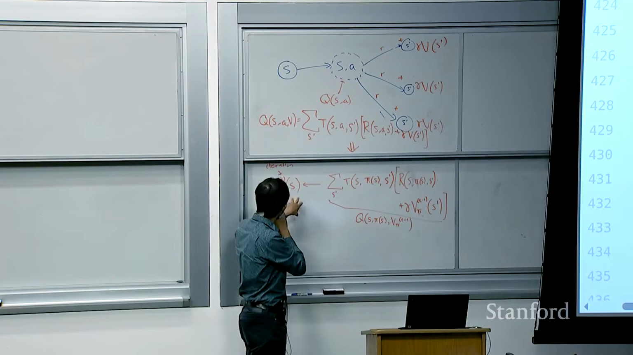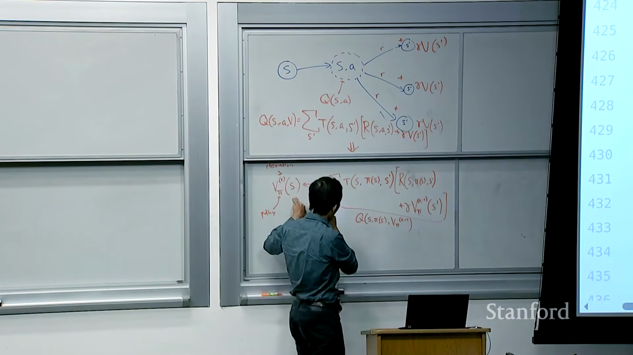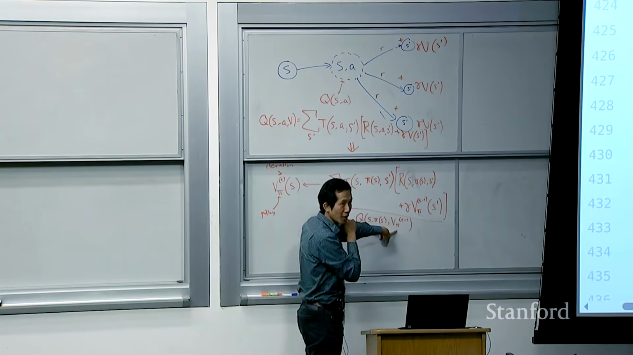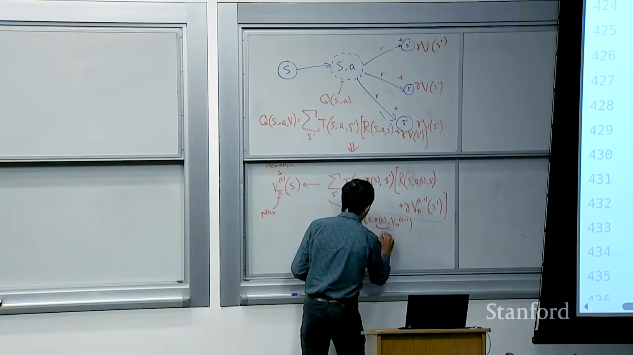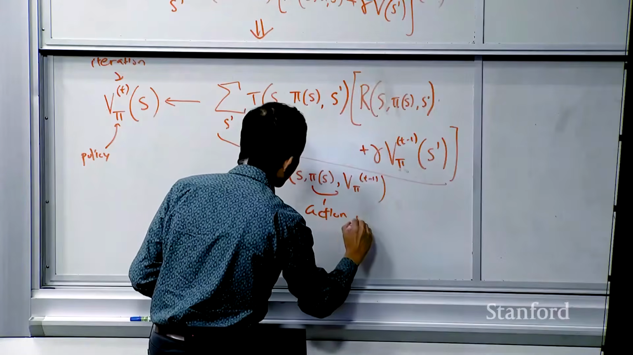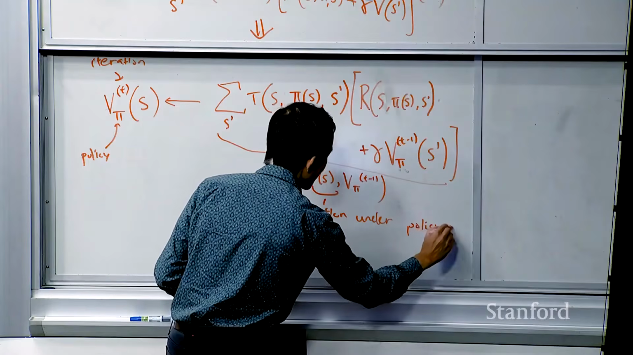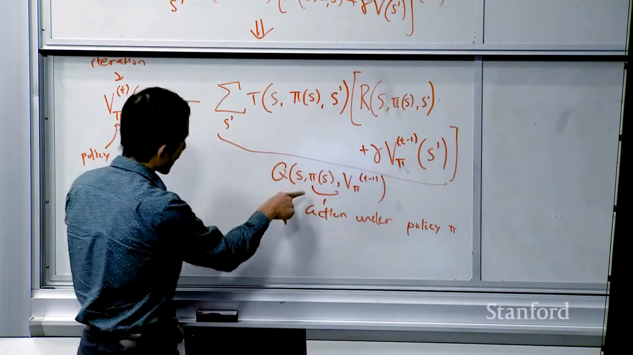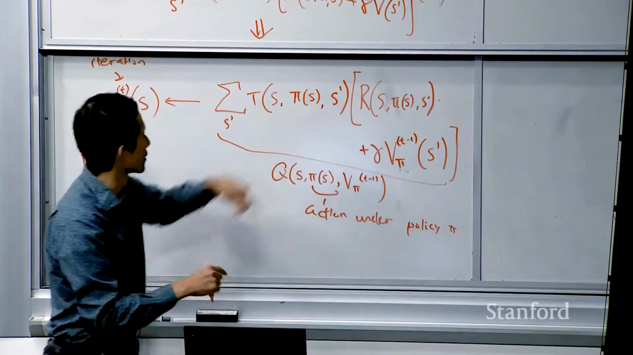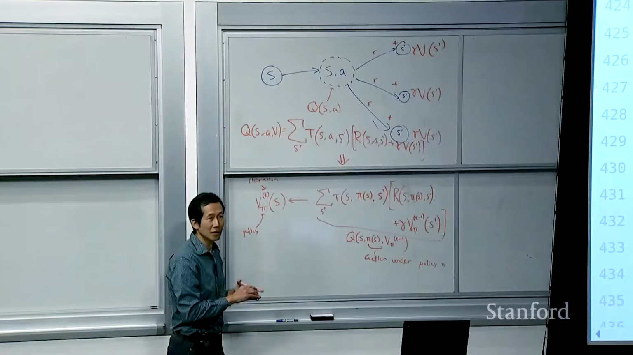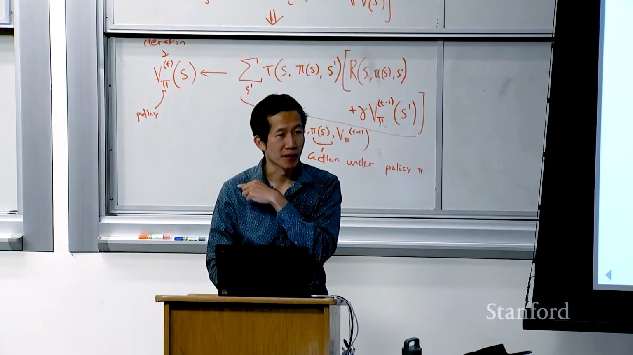So if I'm going to see how good this policy is in state S, I look at essentially the Q value where the action is the action under the policy, pi. I plug in the action here, and I do this, which is equivalently this thing. Any questions about the recurrence here?